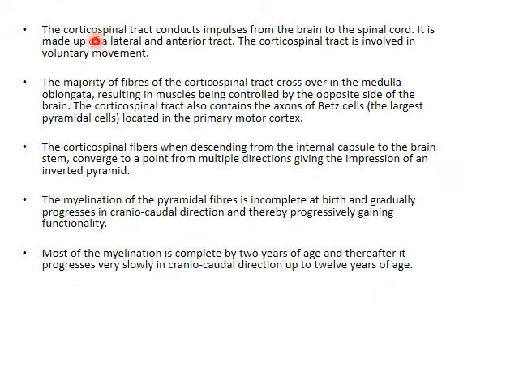The corticospinal tract conducts the impulses from the brain down to the spinal cord. It's made of two main parts. The first part is called the lateral tract, the second part is called the anterior tract. Now, the majority of fibers of the corticospinal tract cross over in the medulla oblongata.